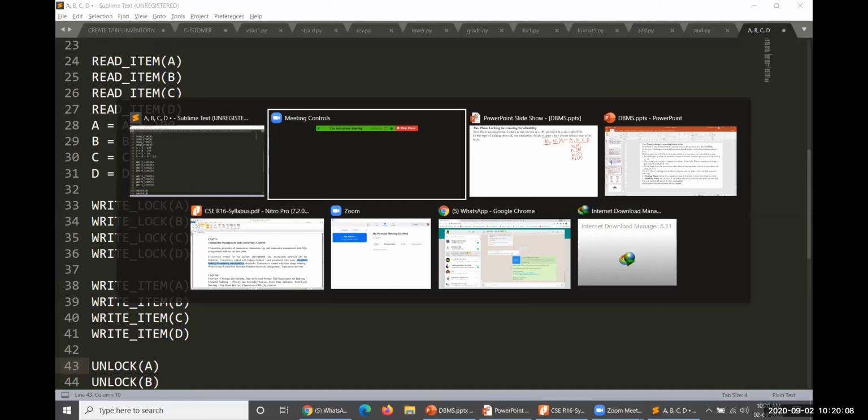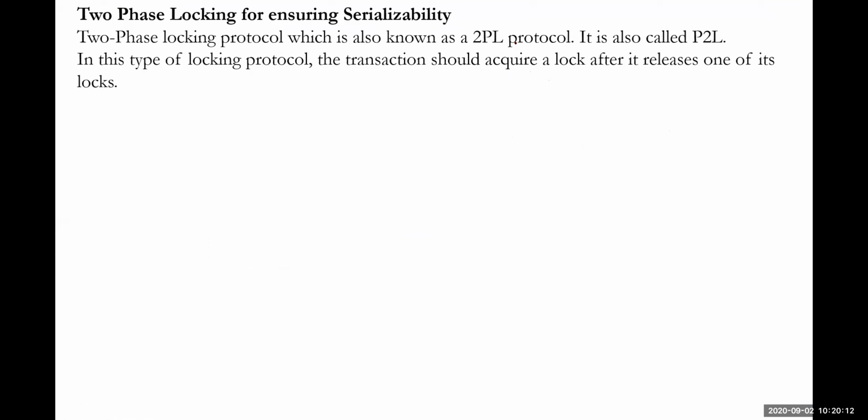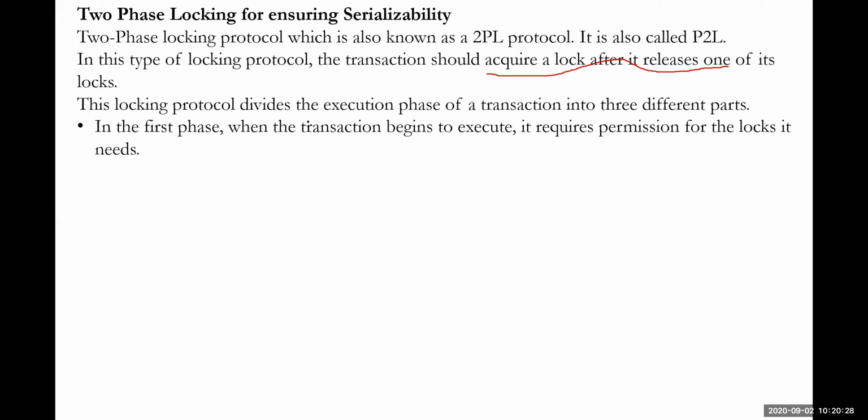this one. Next, what exactly the points will be. That is the meaning of acquiring locks after release of one of its locks. That is the meaning here. This locking protocol divides the total execution into three phases. Part number one is the first phase. What exactly is the first phase?